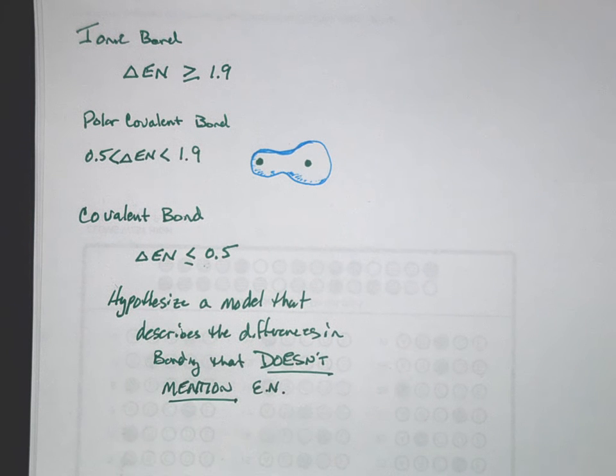then hypothesize a model that describes the differences in bonding that doesn't mention electronegativity. In other words, see the pattern. Look for patterns with these, and try to come up with another way of determining whether something is going to be an ionic bond, a polar covalent bond, or a covalent bond, without using electronegativity to explain it.